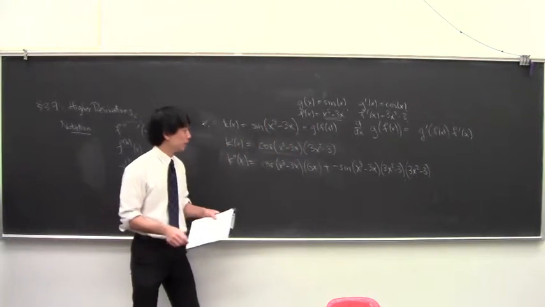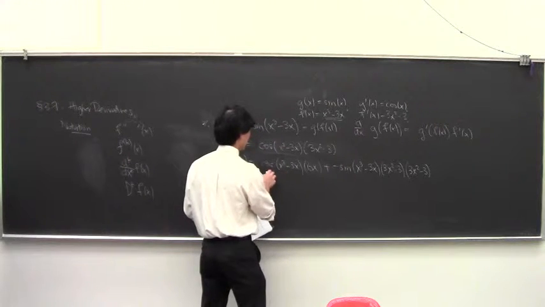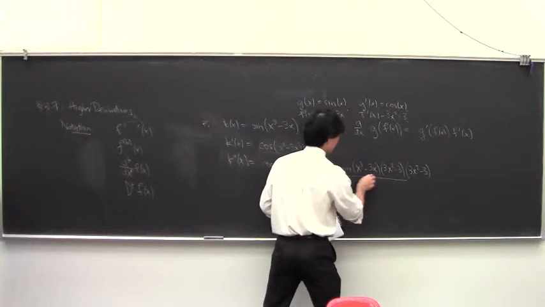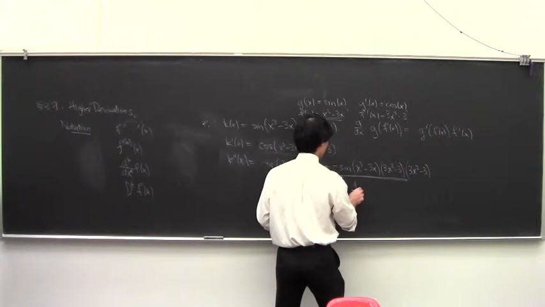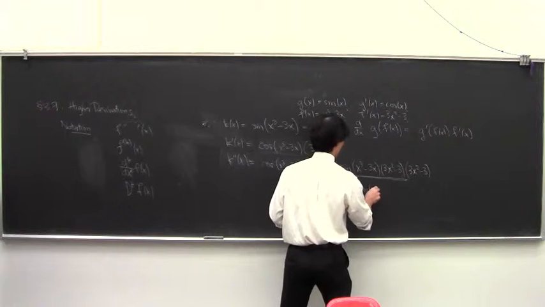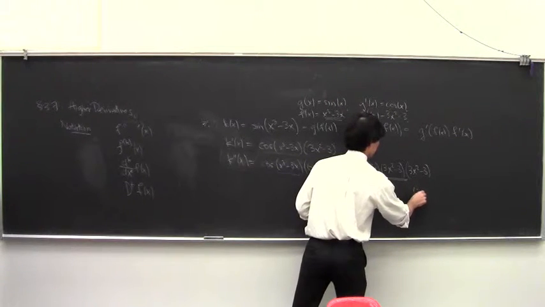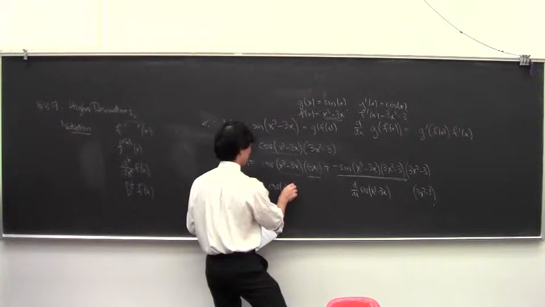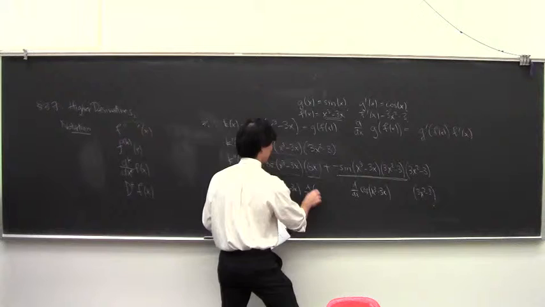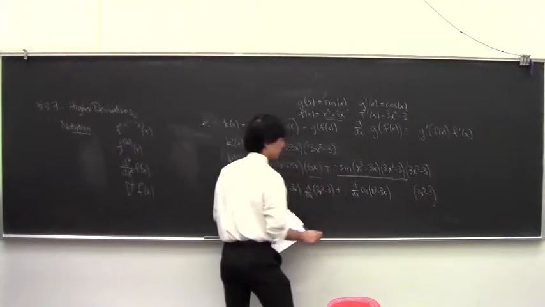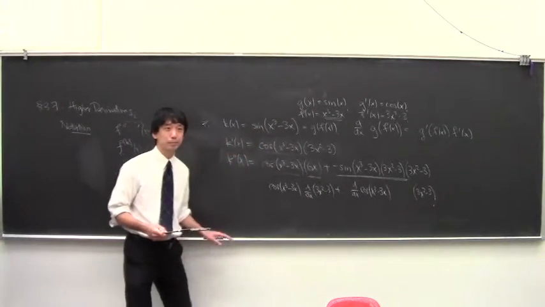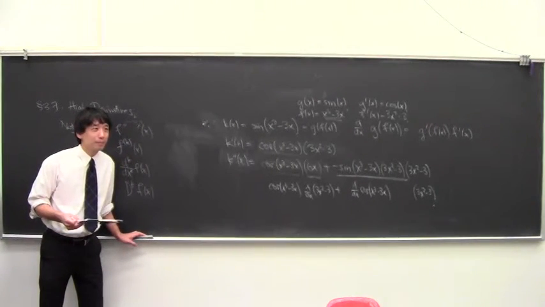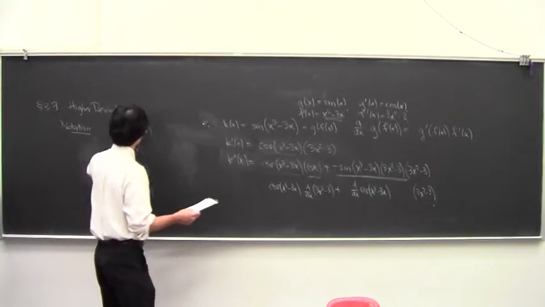Okay. So I hope that's what you got, right? This is the first guy, this is the derivative of the second guy, this is the derivative of the first guy, and then this is the second guy. The first guy times the derivative of the second guy plus the derivative of the first guy times the second guy. Okay. Everyone all right with that? Anyone? Okay.